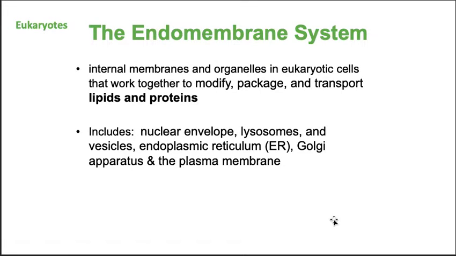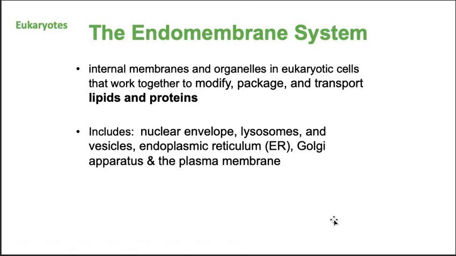The endomembrane system is internal membranes and organelles in eukaryotic cells that work together to modify, package, and transport lipids and certain proteins. Okay, so we see the nuclear envelope, the lysosomes, the vesicles, the endoplasmic reticulum, and the Golgi apparatus, and the plasma membrane, all are parts of the endomembrane system. The biggest two being the endoplasmic reticulum and the Golgi apparatus.